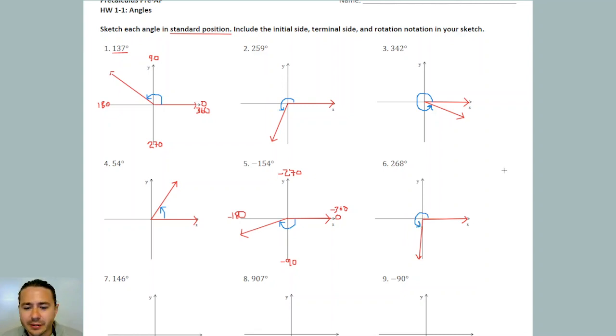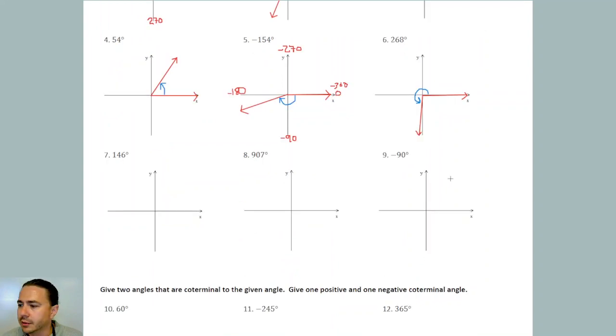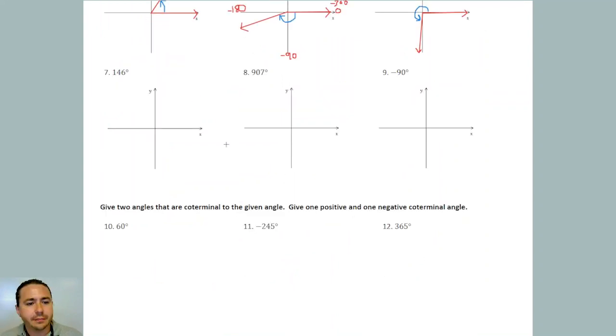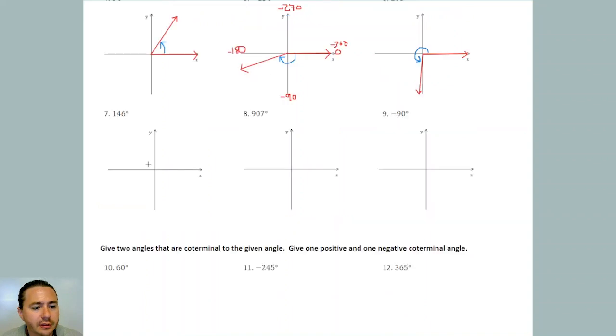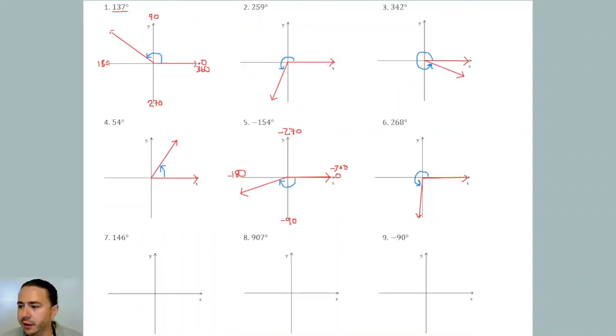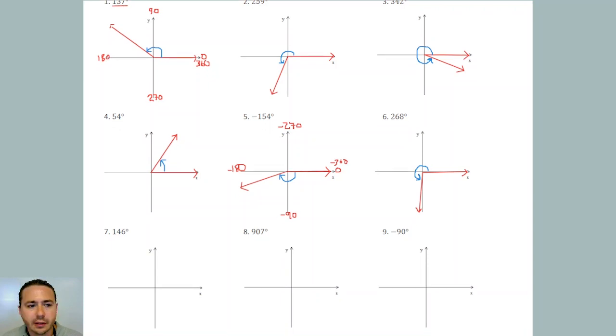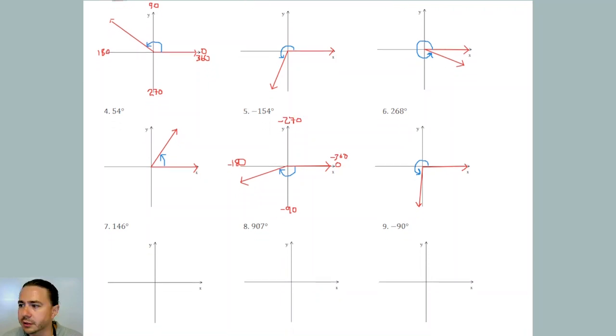Okay, let's move on to number 7. 146. Okay, 146 is going to be in between 90 and 180. I'll leave this up just so we can scroll down as much as I can here. I do want to reference these angle measures, but it looks like we can see everything. So 146 is going to be a little bit more than halfway between 90 and 180, and it's a little bit closer to 180 than it is to 90. So my angle measure should look something like this. My terminal side definitely is in quadrant 2.